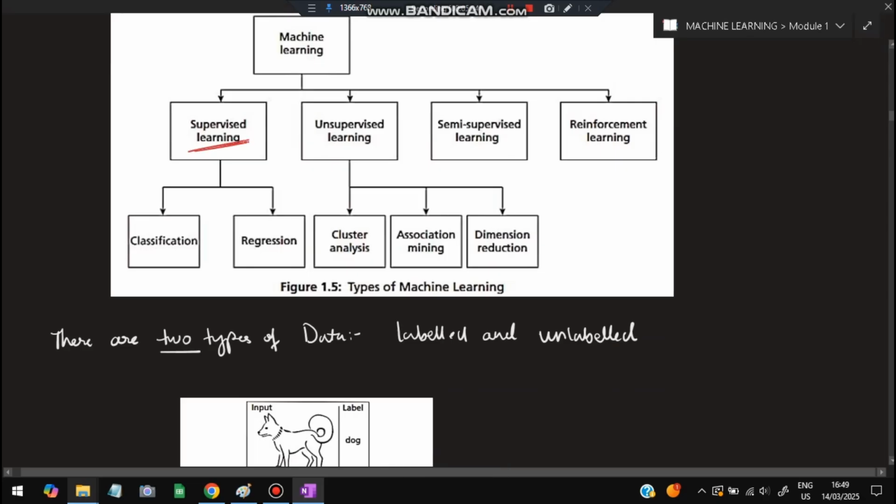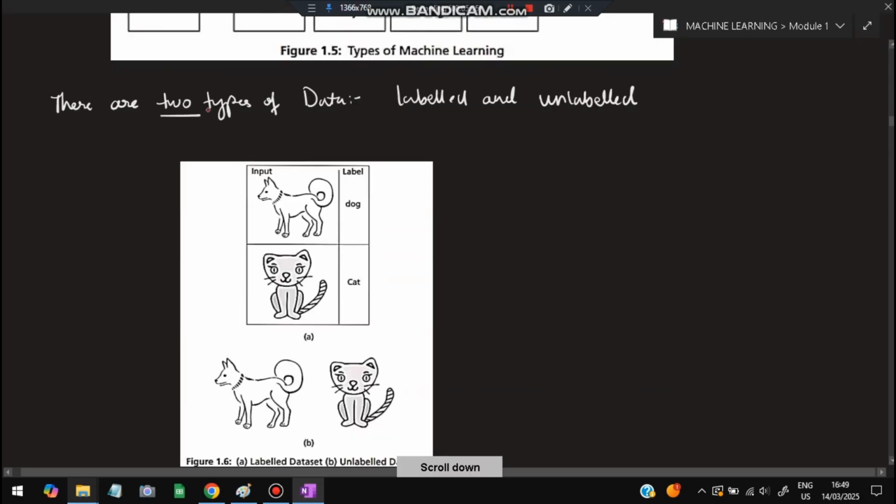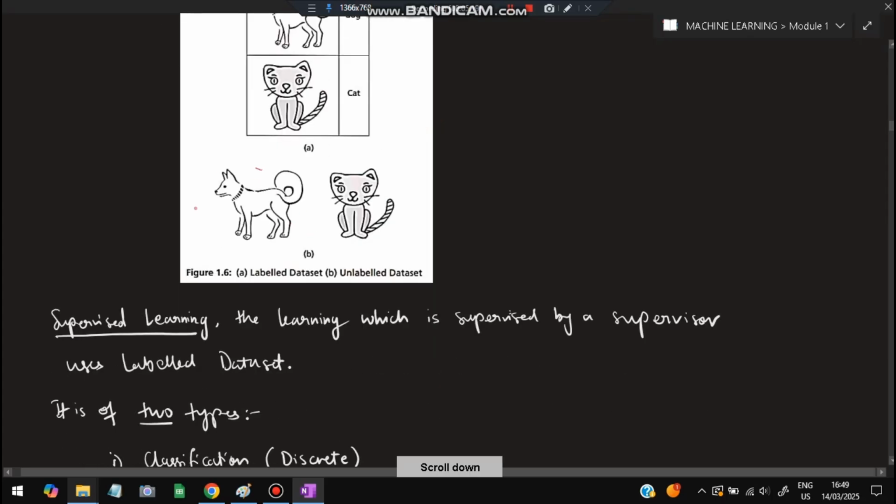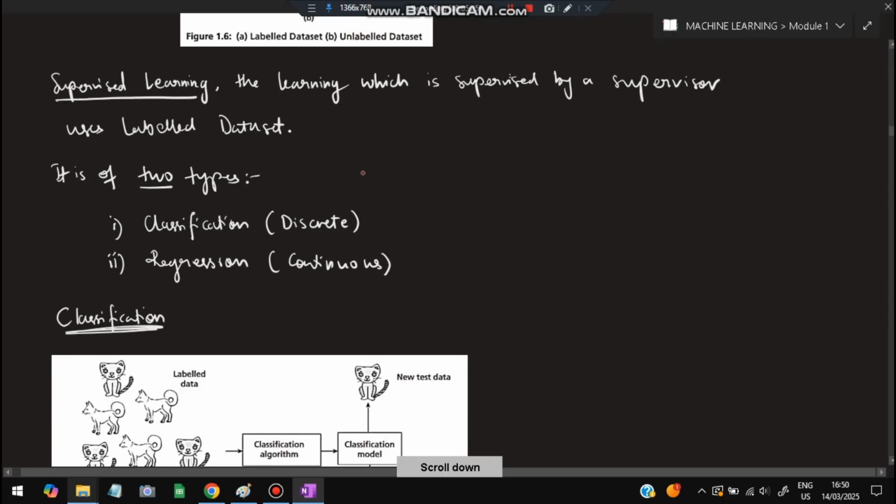First, let's discuss what supervised learning is. Before that, let's have a look at the two types of data: labeled and unlabeled data. This is the labeled data. Labeled data means, what is this? This is a dog. And what is this? This is a cat. So dog and cat are written, that is called labeled data. Unlabeled data will just have these images. There will be no specific labels present to differentiate between them. So these are the two types of data.